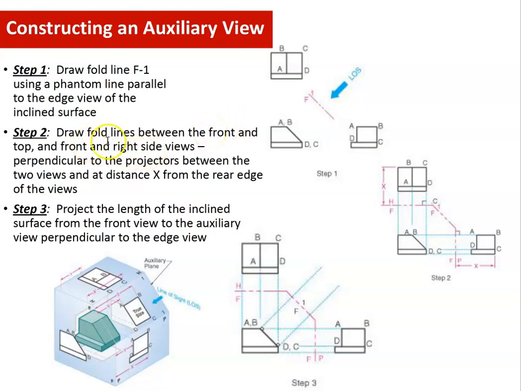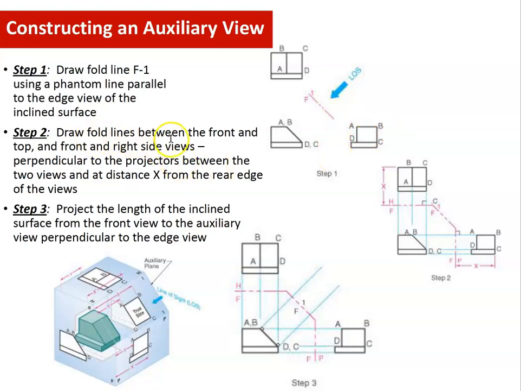And number 2, draw fold lines between the front and the top. So this is your front and this is your top. So you make another fold line over here. So how do you know where to draw your fold line? You have to have some value from the rear edge. So let's say I choose 10. So from the rear edge, I choose 10. So going down by 10, I draw my fold line. And from the rear end over here, I go 10 and I draw my fold line over here.